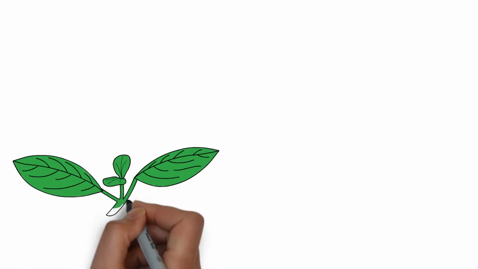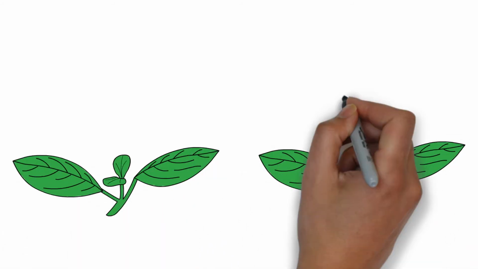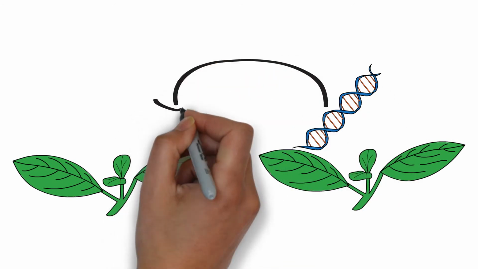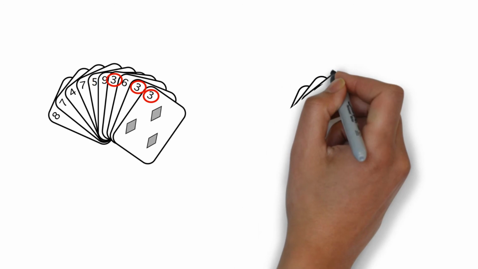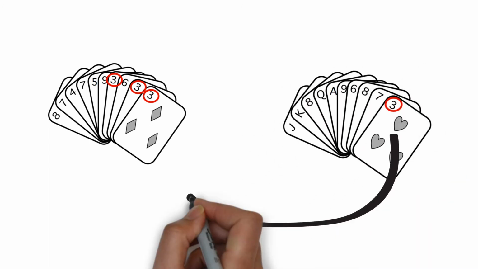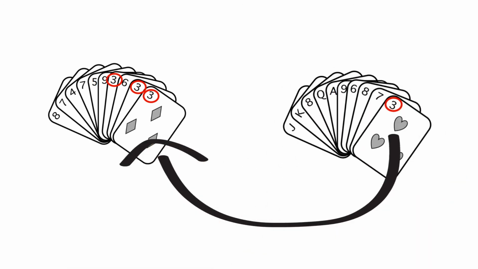Because of this, biologists do it by getting the correct DNA from one plant and placing it into the other's genome. If we were using our card scenario, this would be like finding the one three that was left and putting it with the other threes. This is a much more efficient strategy.